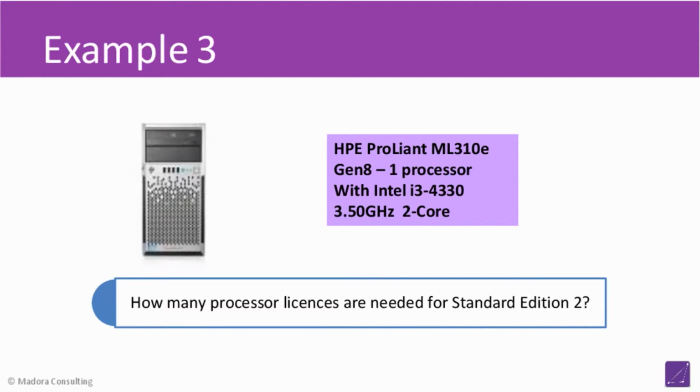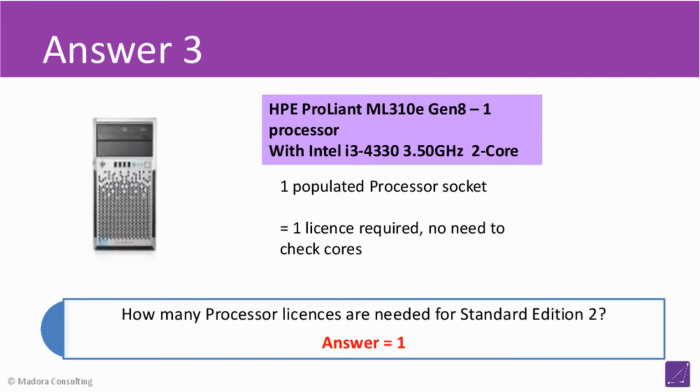And then the third example, we'll do this one for Standard Edition 2. This is one populated processor or one socket. And since Standard Edition 2 is licensed by the sockets, it's just this one single one. So you don't need to check the cores, and you just need to buy one single Standard Edition 2 license. Now, interestingly for this one, if you did have to apply a core factor, Intel i3 is 0.5 as well. So this is 2 cores in total and would then also need 1 processor license for Enterprise Edition.